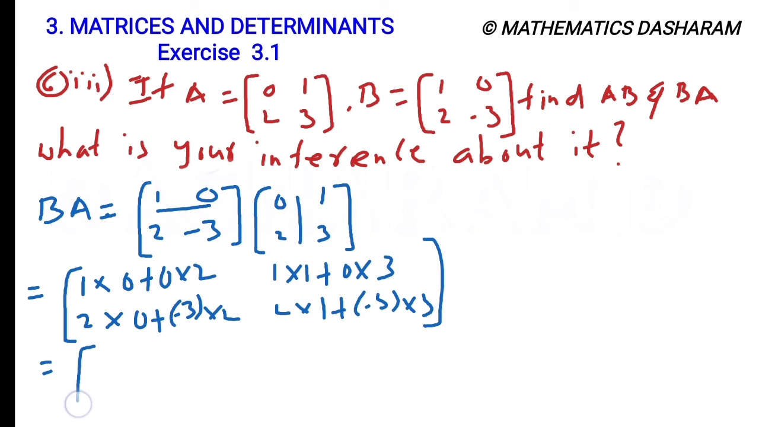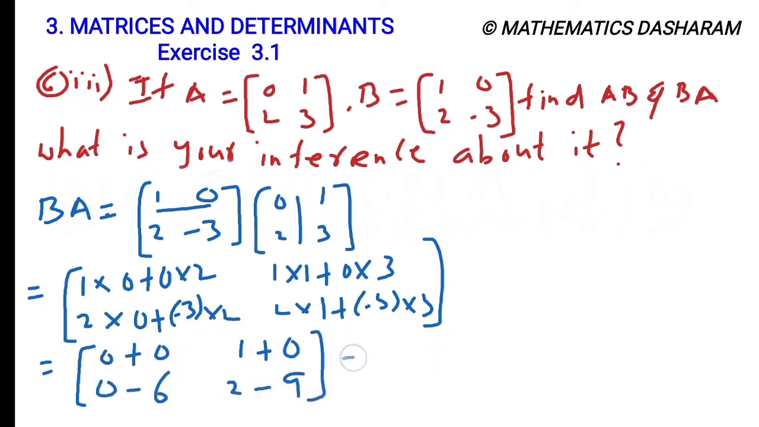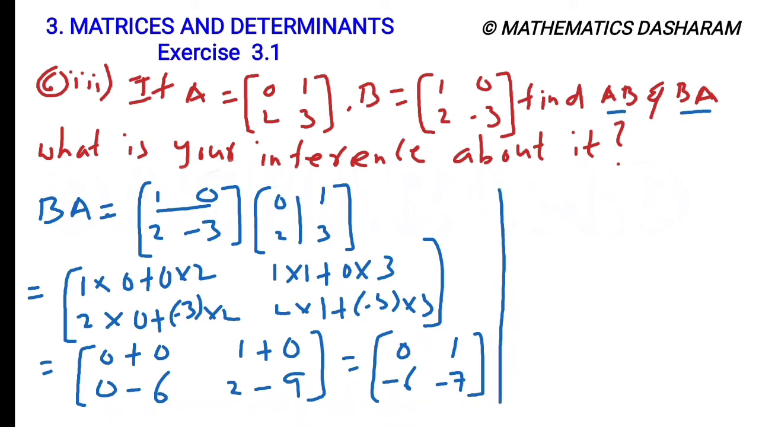So now the answer is 1 into 0, 0 plus 0, 1 plus 0, 0 minus 6, 2 minus 9. So then 0 plus 0, 0, here 1 minus 6, so here is minus 7. So after finding the AB and BA values, what can you say about these two results? So here AB is not equal to BA.